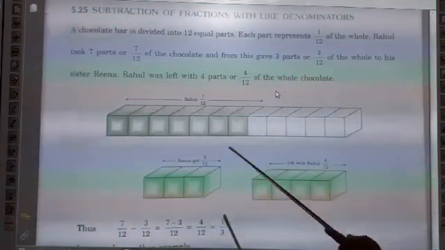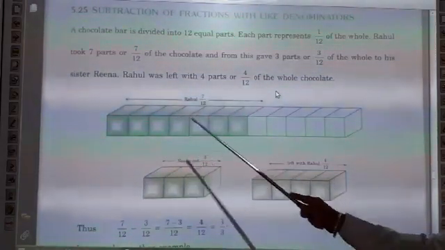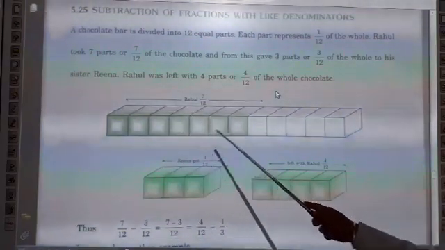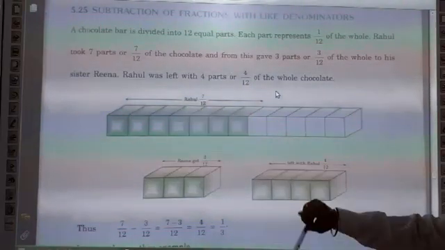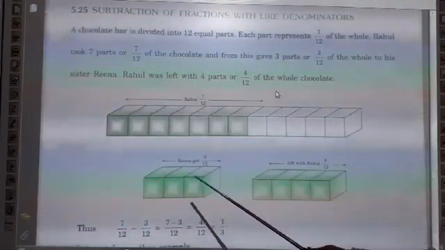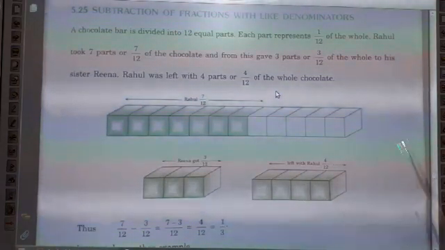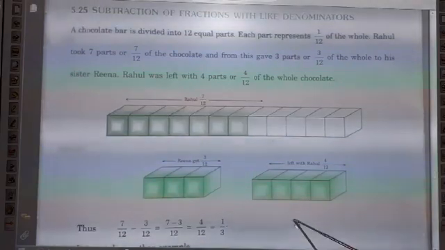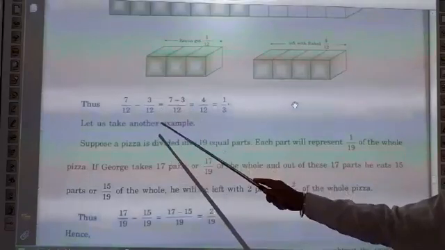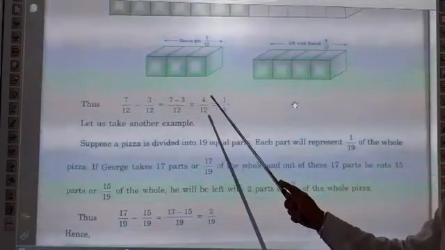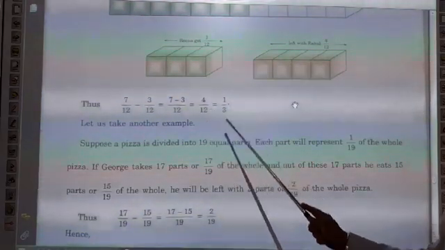Show the diagram. Look here. 1, 2, 3, 4, 5, 6, 7. 7 parts are shaded. Total parts is equal to 12. 7 upon 12 part is Rahul's, and Reena got 3 by 12. 3 parts to Reena, and left with Rahul 4 upon 12 part. Thus 7 upon 12 minus 3 upon 12, 7 minus 3 is equal to 4 upon 12. 4 ones are 4, 4 threes are 12, so 1 upon 3.